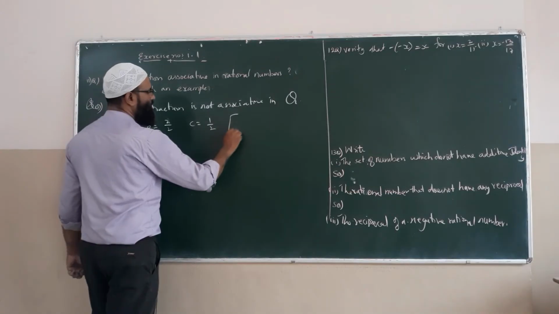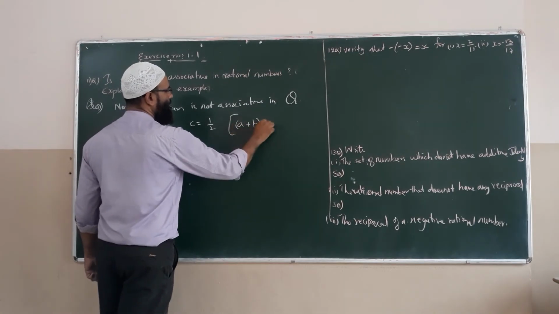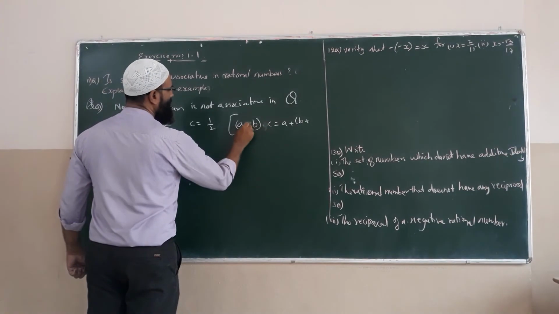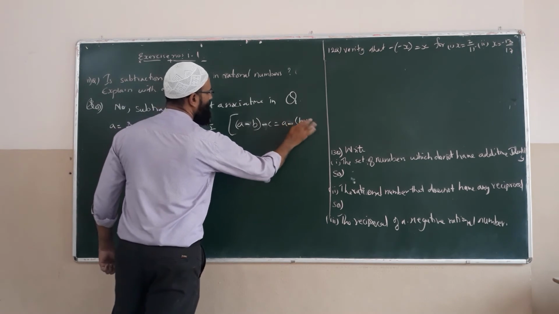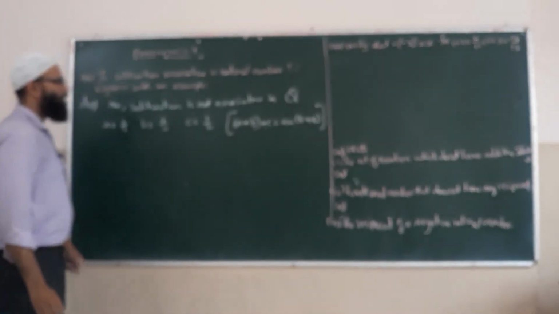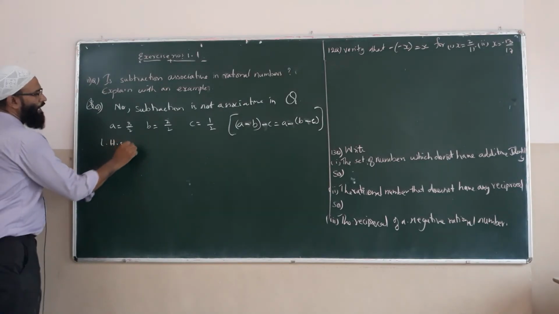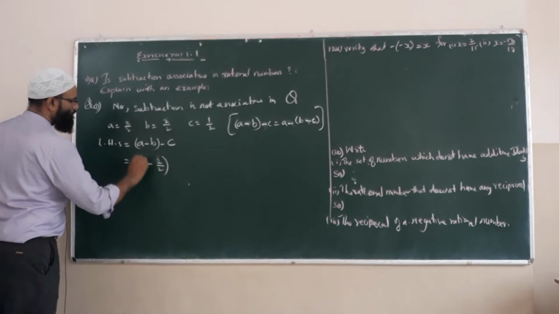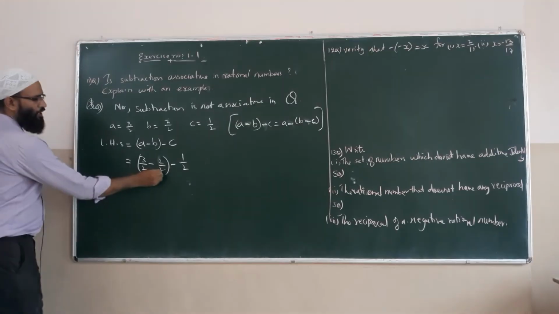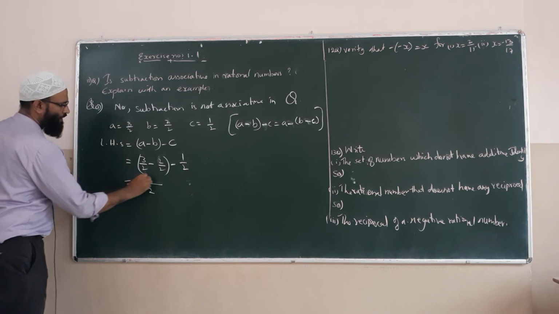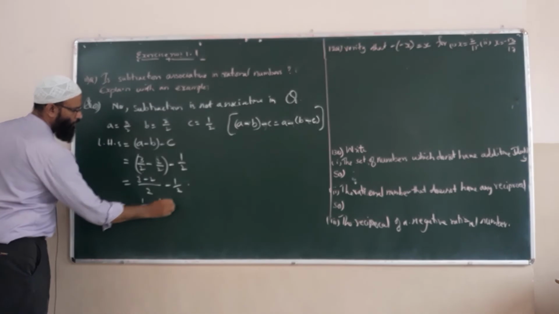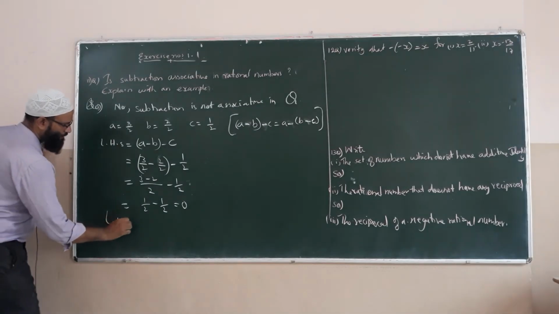What is the associative property? a plus b plus c is equal to a plus b plus c, or in subtraction you have to take the subtract sign. Now LHS. LHS is a minus b minus c. What is a here? 3 by 2 minus 2 by 2 minus 1 by 2. Now the denominator is common, take 2: 3 minus 2 minus 1 by 2. Now 3 minus 2, 1 by 2 minus 1 by 2. It is 0. LHS is 0.